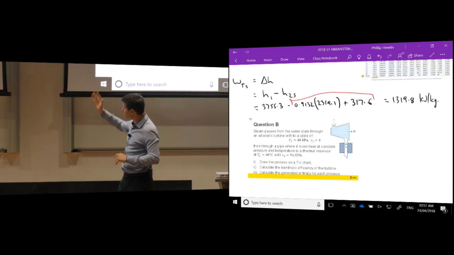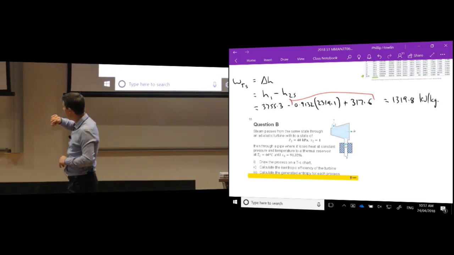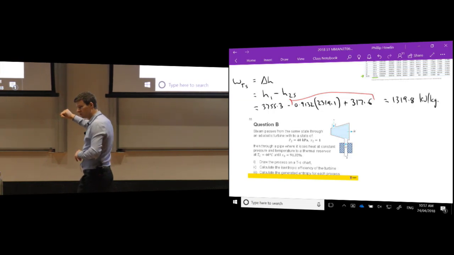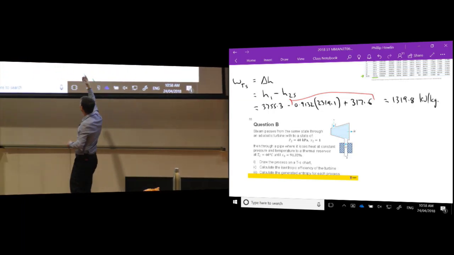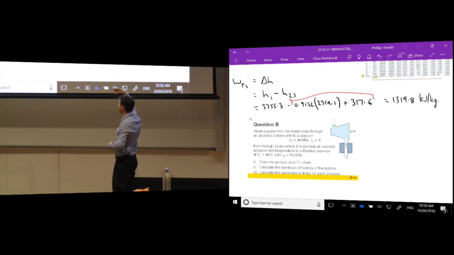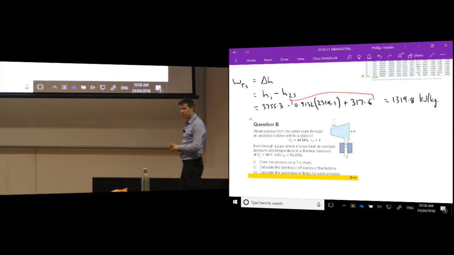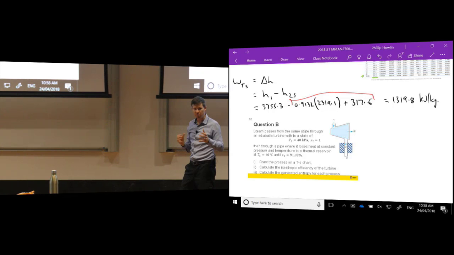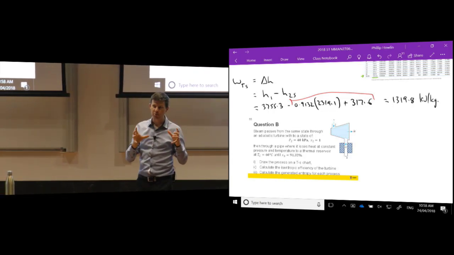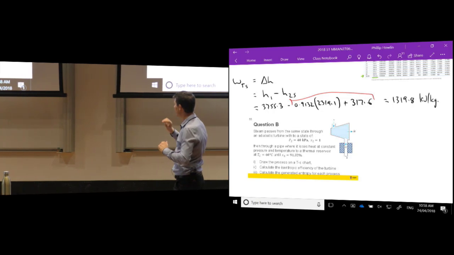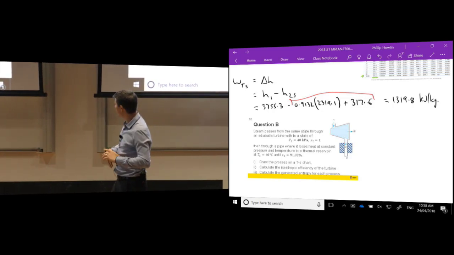We'll go to the second part later. Calculate the isentropic efficiency of the turbine is what I want to do, point two. And the other thing is, if we run it through a pipe and it cools down, what happens with entropy? We're talking about isentropic, so we're talking about an entropic process. So I just want to track entropy as well when we come back to this question.